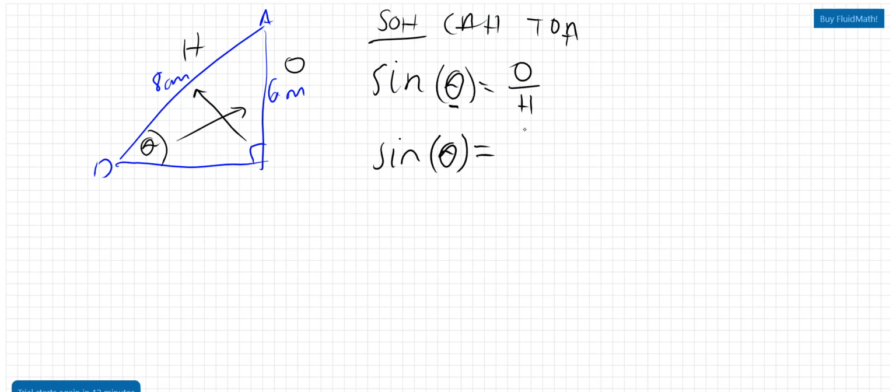O is 6 meters. Just write 6 over the hypotenuse, which is 8. You can put your units in later, so we have fewer variables and things. Now, for this part we have to use our knowledge of the inverse of sine. So we just write the angle by itself. We're trying to find that angle, which is equal to sine with the -1, which we know means inverse, and in brackets we have 6 divided by 8.